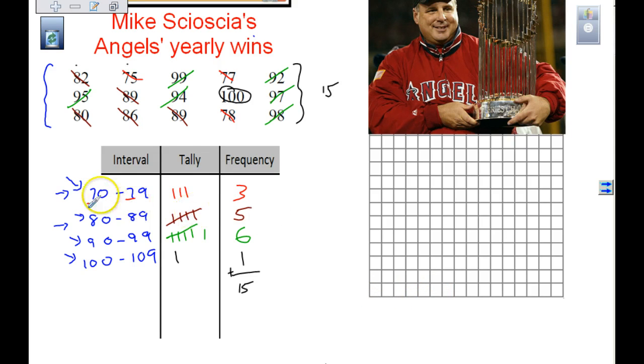Okay? So I'm going to graph 70 through 79. I'm going to graph 3 of them. And the 3, 1, 2, 3. You're just going to sketch it. 1, 2, 3, 4, 5, 6. Yeah, you're just going to sketch it.